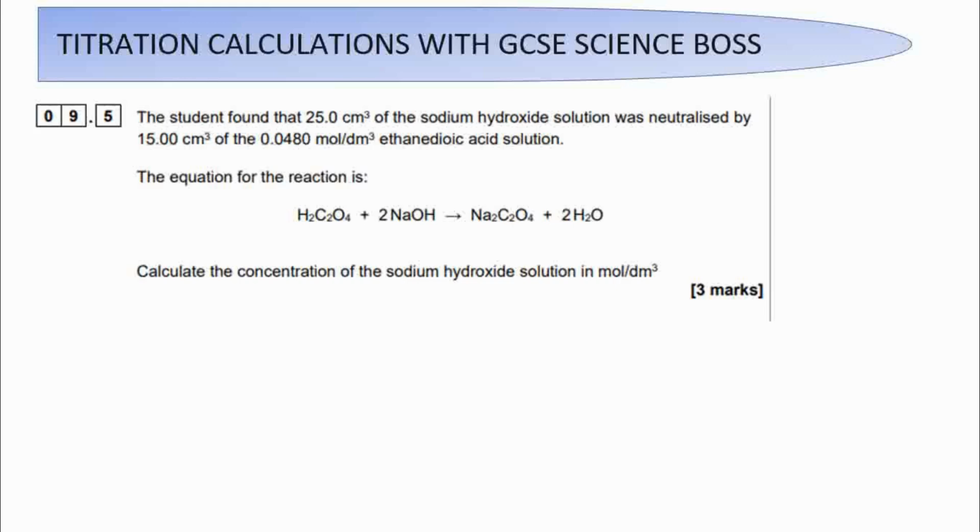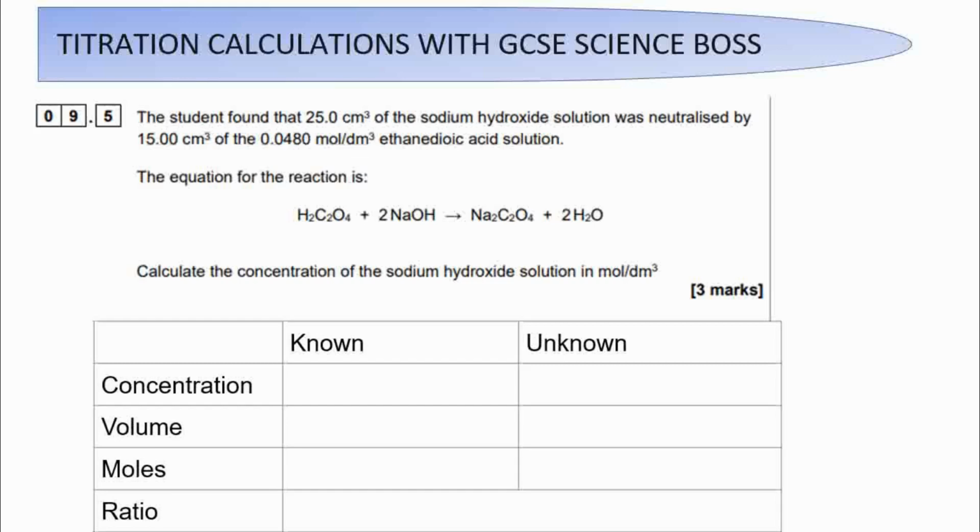Okay, so here's another question. All right, let's have a look at this. Remember what we said that you need to be doing. You set up your calculation card, CVMR: concentration, volume, moles, and ratio. And that one equation that you need to know for this calculation is, if you're applying for a job, what do you write? You write a CV, and moles is at the top. Okay, so straight away, without even reading the question, we know what our unknown is.